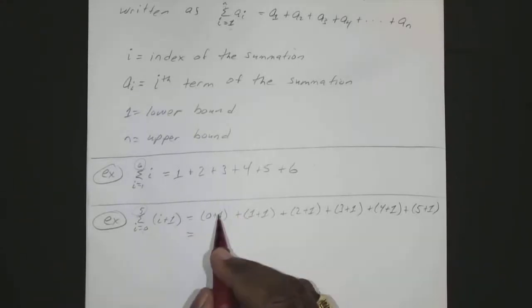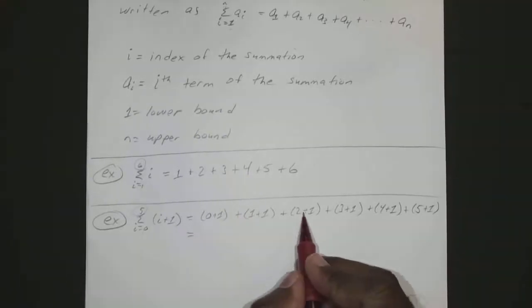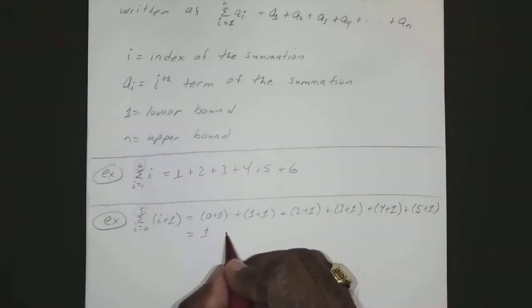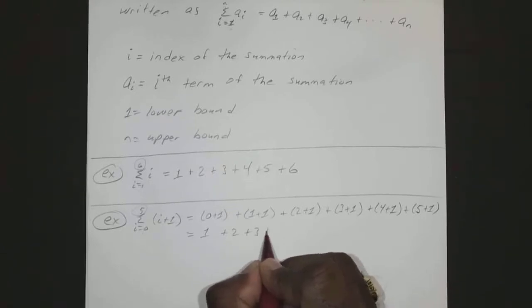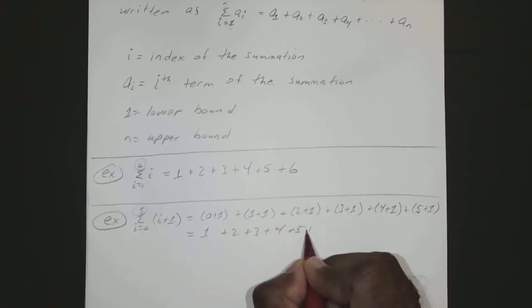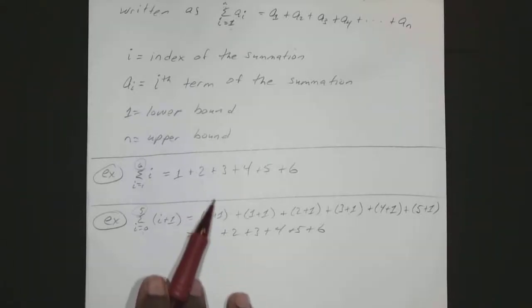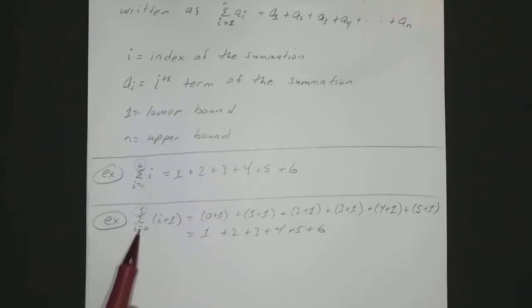Okay, so if you look at this one, you have 1 plus 2 plus 3 plus 4 plus 5 plus 6. So that the index equals 0 on the bottom, that's 5 on the top? Yes. Okay. So you can see here you have the exact same outcome, but they started off as different summations.